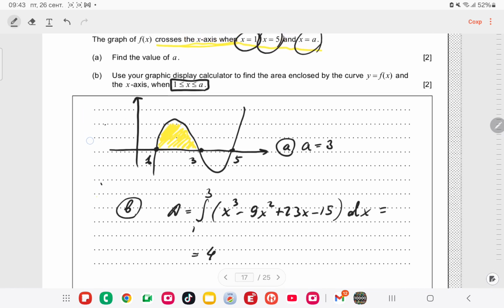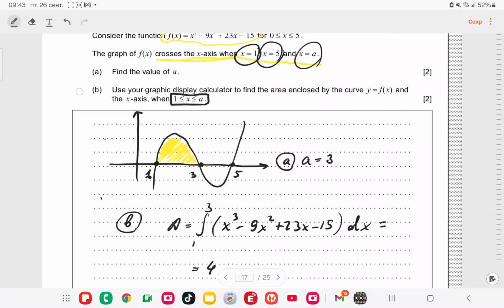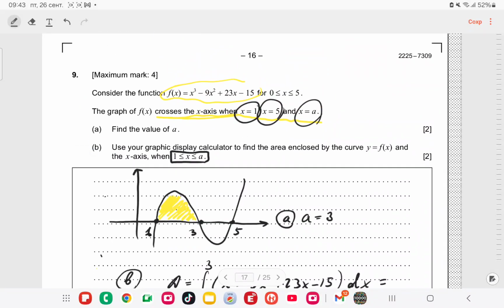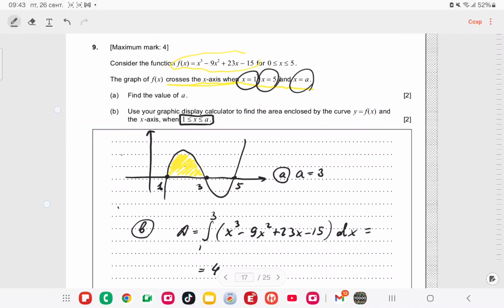So a pretty short question, and it was a question about calculus and graph sketching.